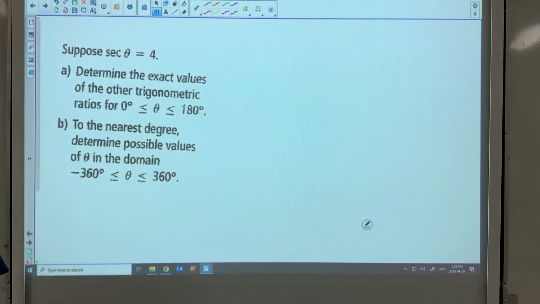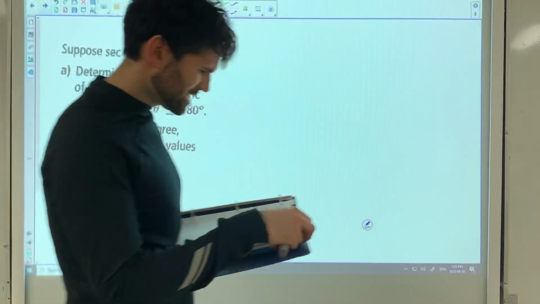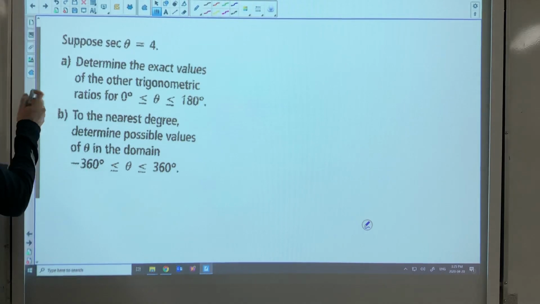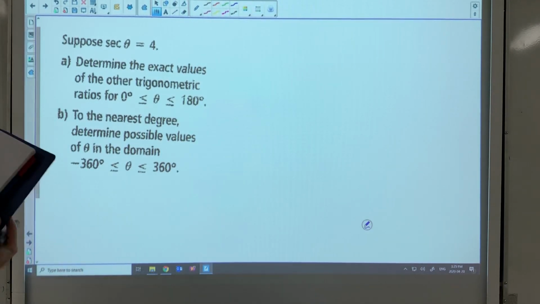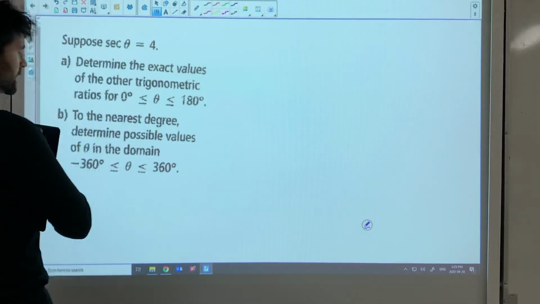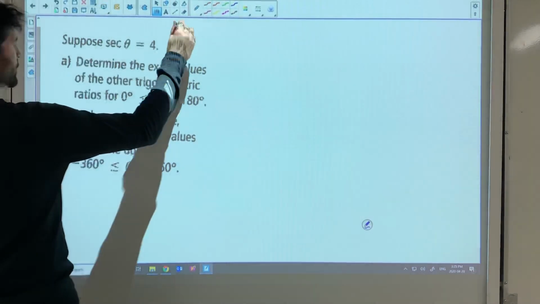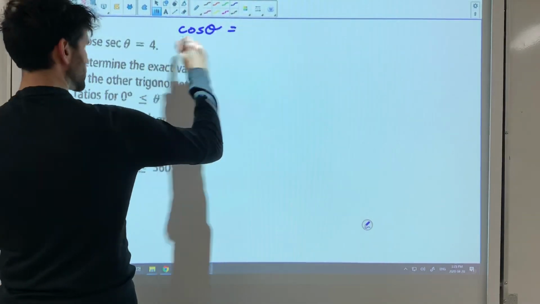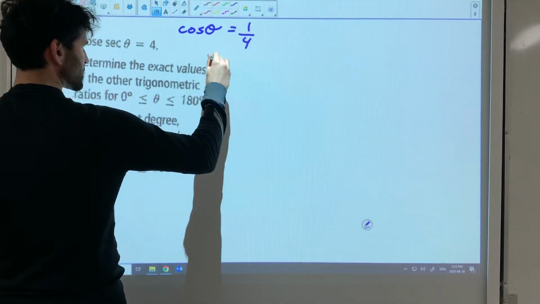All right. Now this is a try it yourself. Maybe I'll give you some answers for it. How about that? If you're having troubles with this one, just email me or let me know. So I'll get you started. Here they're giving you secant theta. Well, I can't work with that, but I know that cos theta is the reciprocal of this. So if I do the reciprocal of 4, I get 1/4. So that's your first step.